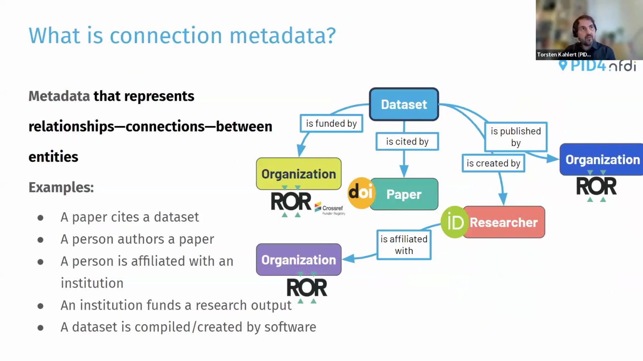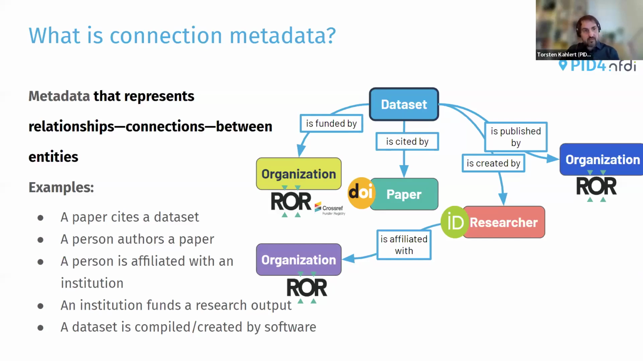So what is, in comparison to that, connection metadata? Connection metadata is metadata that represents relationships, connections between entities. For example, a person authors a paper, or an institution funds a research output. Imagine you're working on a project that builds on data from a previous study. Connection metadata would allow you to trace back through the network of related outputs, contributors, and institutions, ensuring you have all the context needed for your work. By capturing these connections, we create a more integrated and transparent research environment.